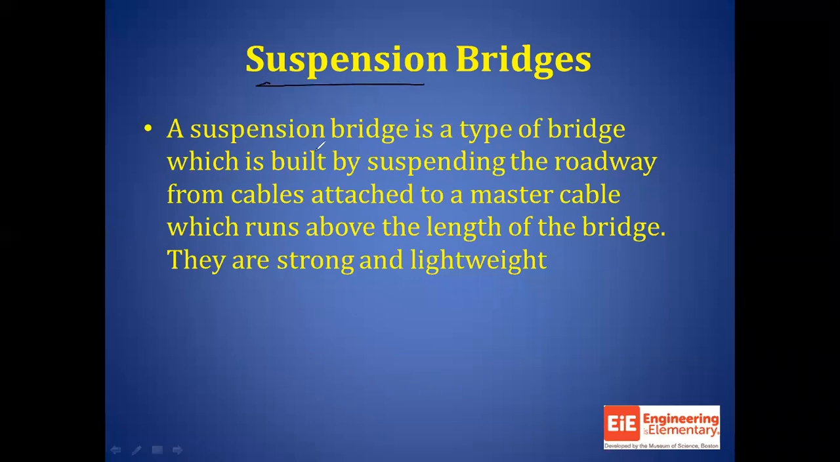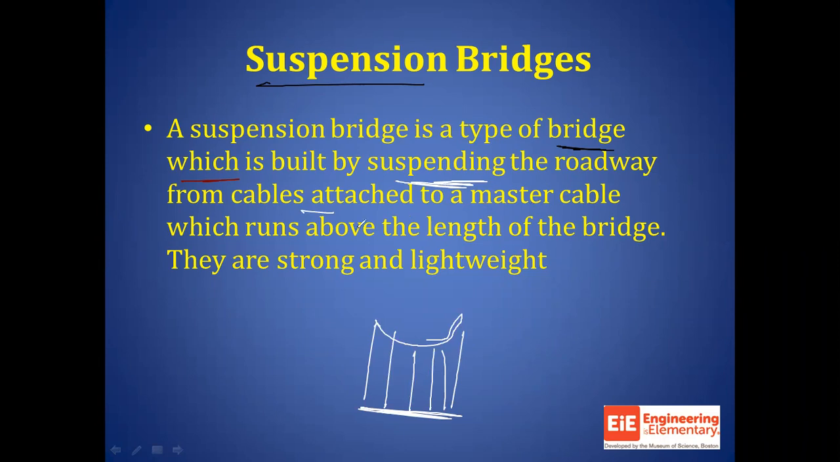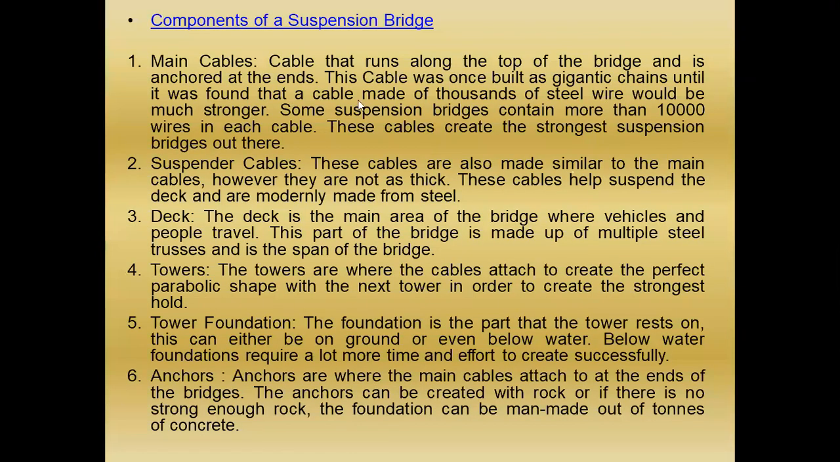Right. So suspension bridge is a type of bridge which is built by suspending the roadway from the cables. As you can see in the diagram, this is the suspension cable, this is the deck slab, and these verticals are called suspenders. It is built by suspending the roadway from the cables attached to the master cable, the suspension cable, which runs along the length of the bridge or road, and they are strong and lightweight. Suspension bridges are strong and lightweight, right? So these are the elements or components of suspension bridges.